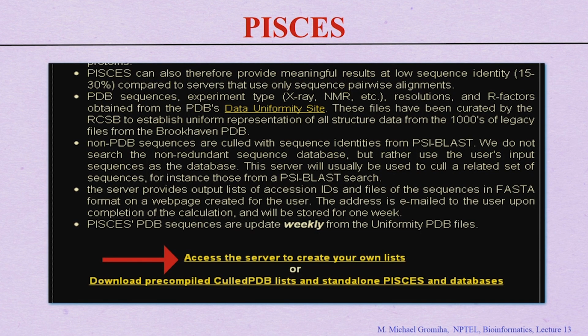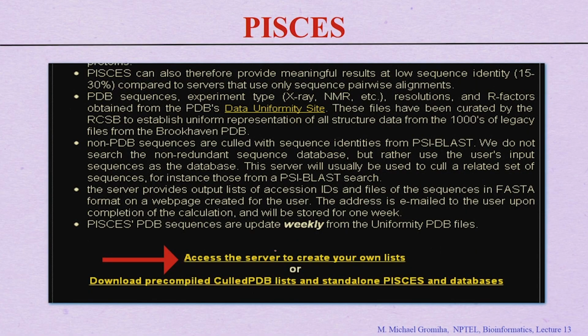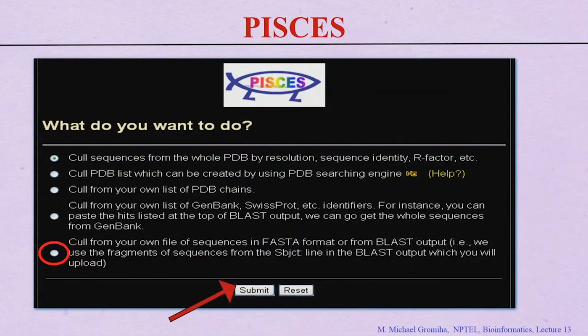So this is the online tool. If you want to get the sequences which are already available in this server, you can get them. Or if you want to create your own data set, for example if you have 1000 sequences and you want to get the non-redundant sequences, in this case you can access the server to create your own list. If you click on that, it will ask for different options, which one you want. If you have your own sequences, you can click the last one, where you can see your own file of sequences.